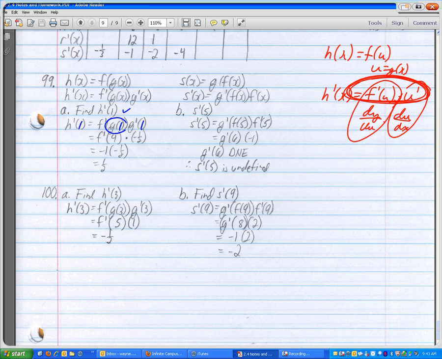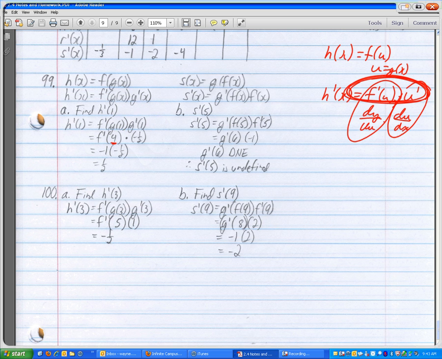We need to figure out what g of 1 equals. So we have to look at the graph on page 139. When x equals 1, what does g equal? It equals 4. I got that from the graph, not from what's on the screen. From the graph on page 139, when x equals 1, y equals 4 on the graph of g. So I replace g of 1 with 4.